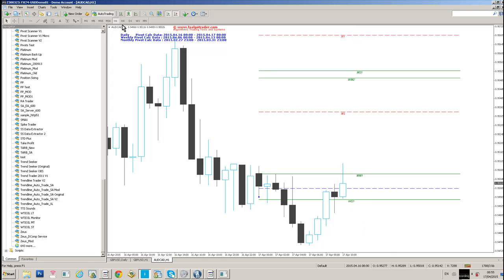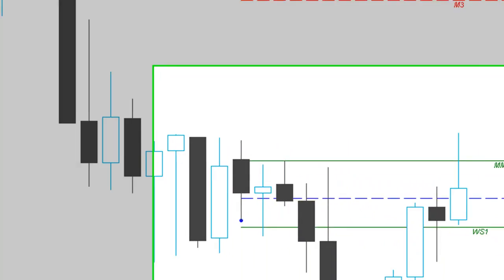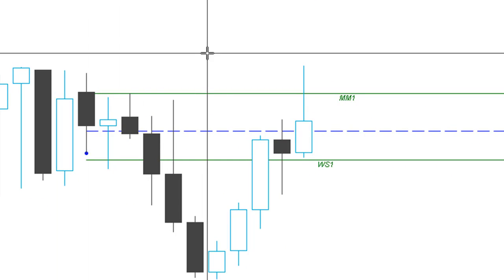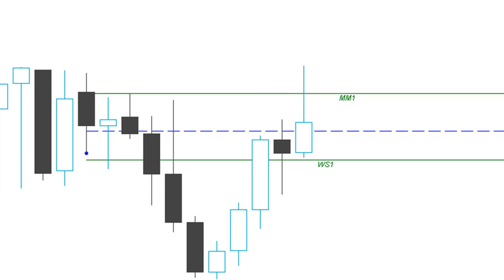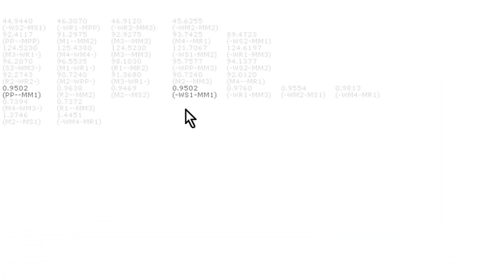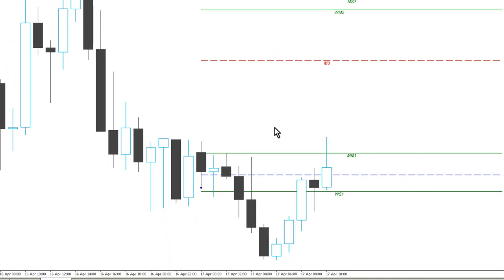So we're also seeing a confluence level, central pivot and MM1, which is the monthly M1 pivot, which is confirmed again there. So MM1 is here, that's about 6 pips away. And we're also seeing confluence at WS1 and MM1 again. So we'd suspect to see some price reaction around this level.